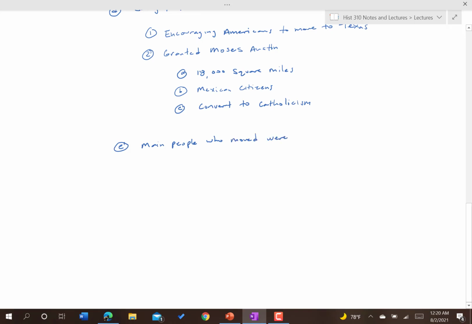And so they brought their slaves with them. And this is where you're going to have really the point of contention that's going to come in as Texas breaks away from Mexico and then wants to be part of the United States. This ultimately expanded to 25 settlements.